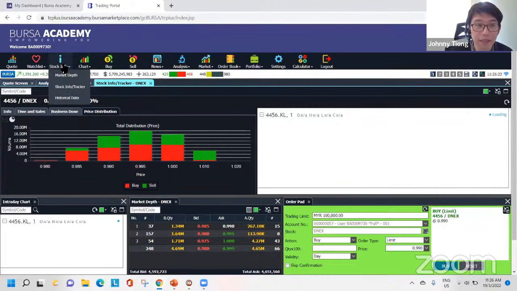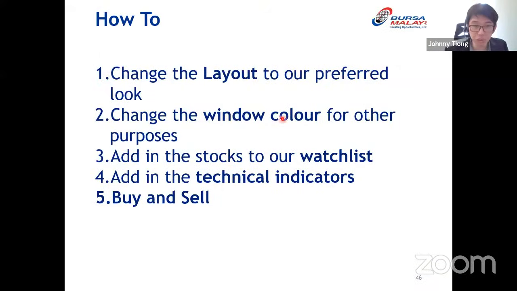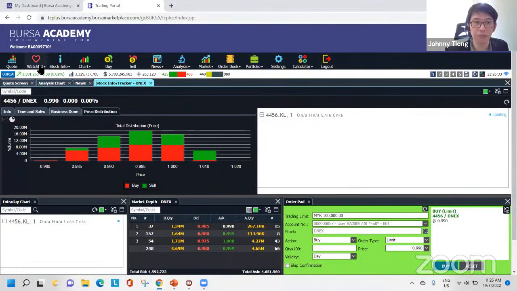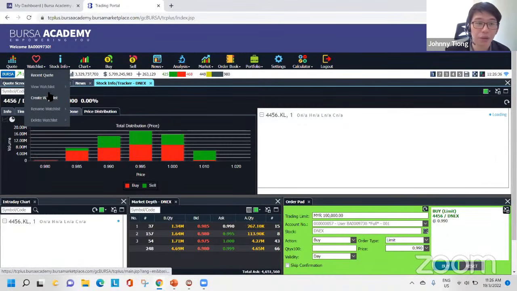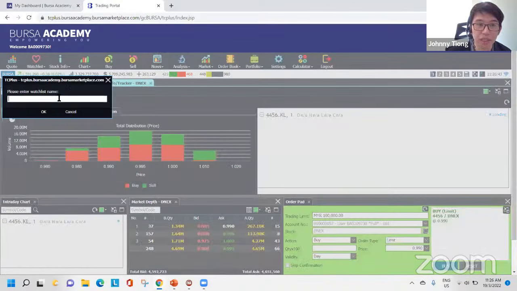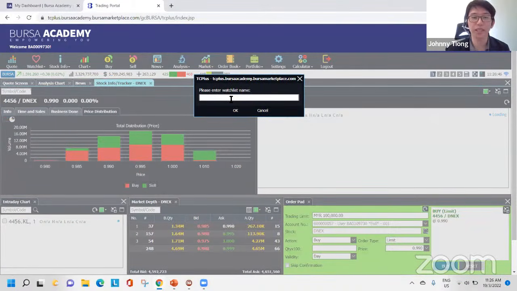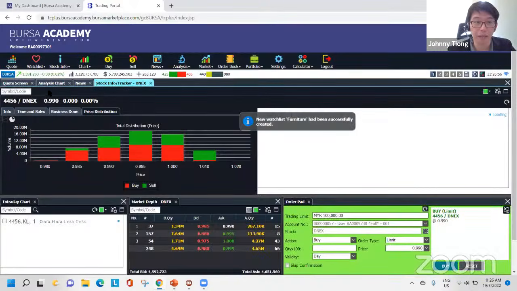Okay, there's another thing that I would like to share. Just now we mentioned changing window color. Done. Now, adding stocks to our watch list. If you look at the watch list, there is a create watch list option. Quote is what you have explored just now. We press create watch list, and it says please enter watch list name. For example, I want a furniture watch list. I press OK, and it says new watch list Furniture has been added.